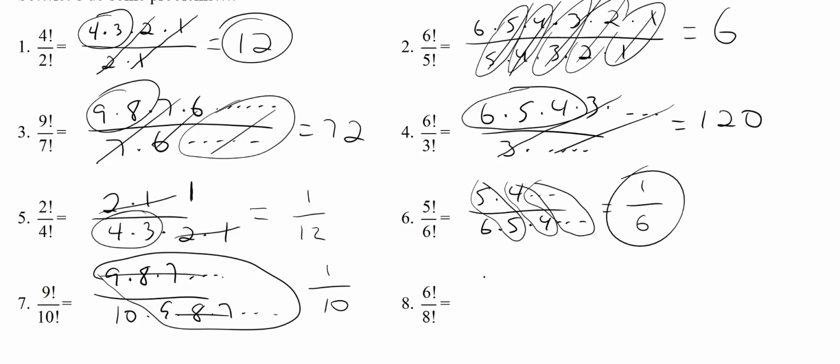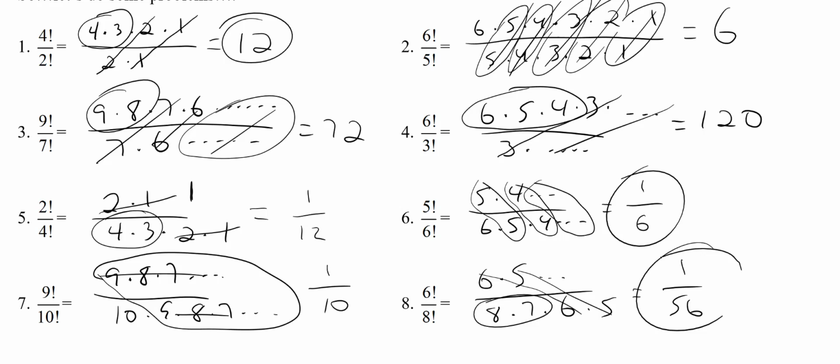Okay? And 6 factorial is 6 times 5. I'm not even going any further because I see that 8 times 7 times 6. So notice what's canceling is the 6 is canceling the 5s, and I'm left with 8 times 7 on the bottom. So it's 1/56. And that's your answer.